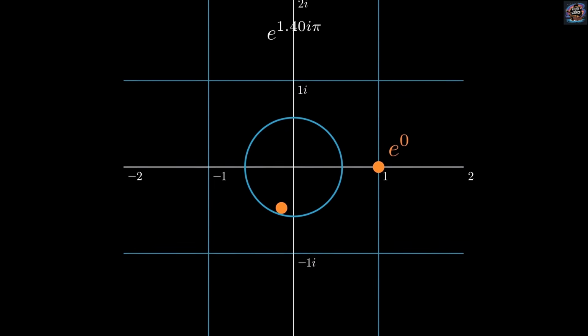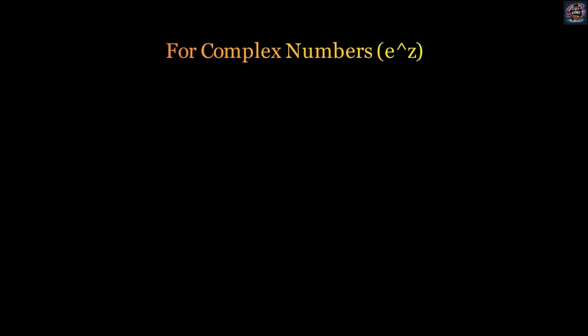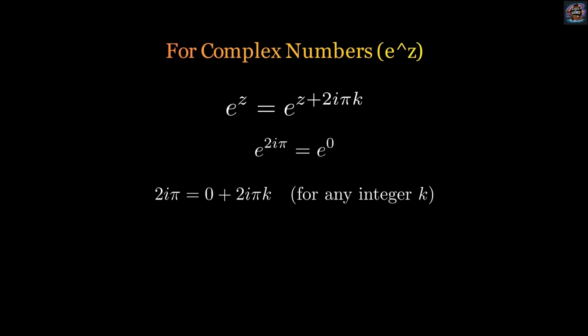In fact, let's see what rule applies in the case of a complex number here. e raised to the power of z plus 2 iota pi k. Here, k can be any integer, so actually, this 2 iota pi k indicates the periodicity of this function. So when we say that e to the power of 2 iota pi equals e to the power of 0, it doesn't mean that 2 iota pi equals 0. So it means that 2 iota pi equals 0 plus 2 iota pi k.